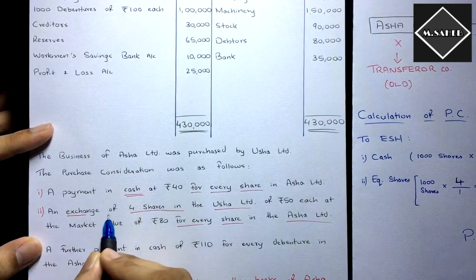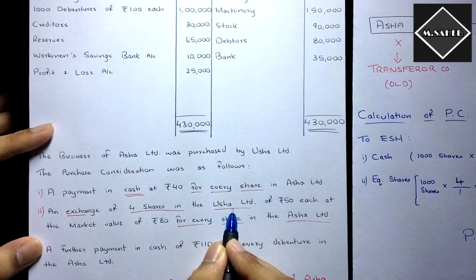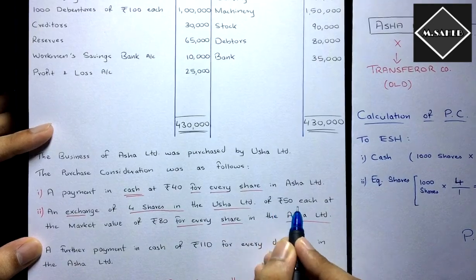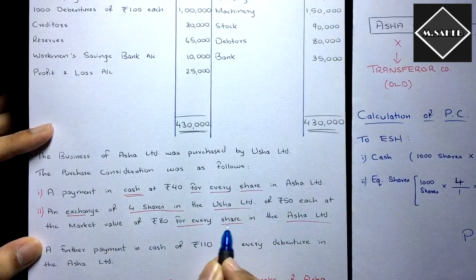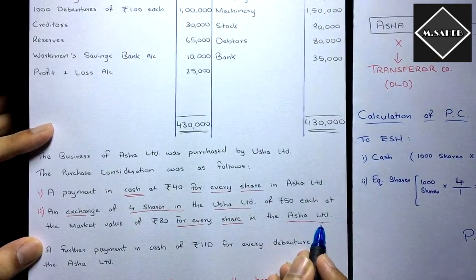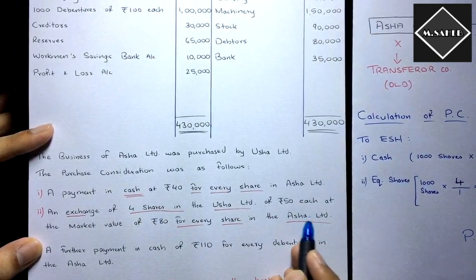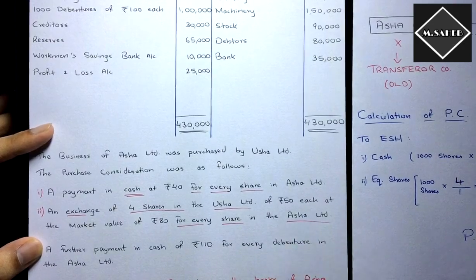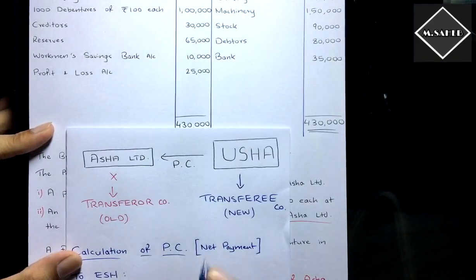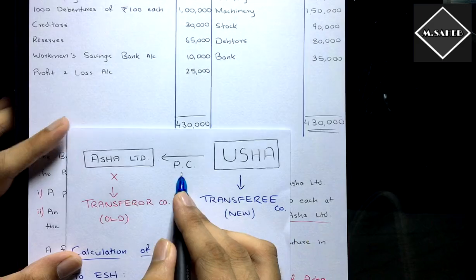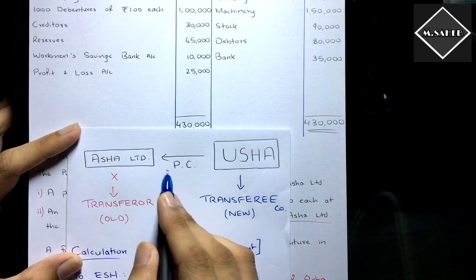An exchange of 4 shares in Usha Limited of ₹50 each at the market value of ₹80 for every share in Asha Limited. Now it might look complicated to you because of the language used over here. See, it's not complicated. See here, what this company is saying. Now who is giving purchase consideration to whom? Usha is giving purchase consideration to Asha.